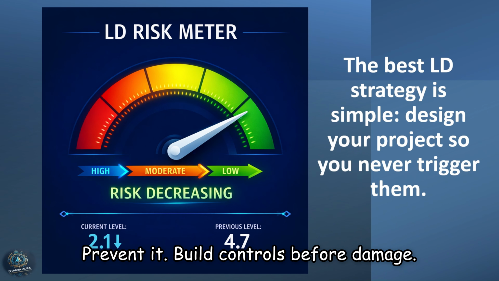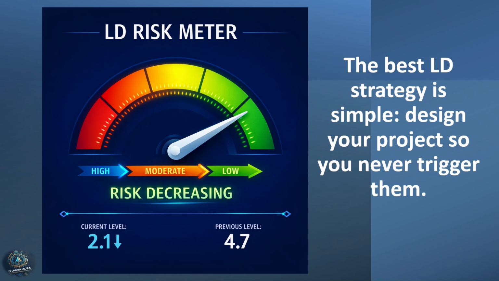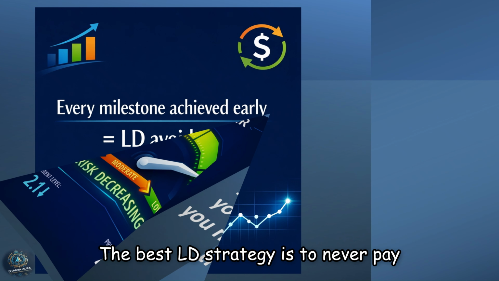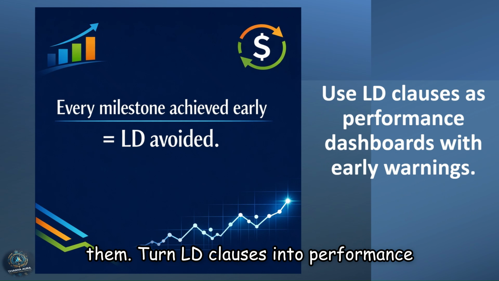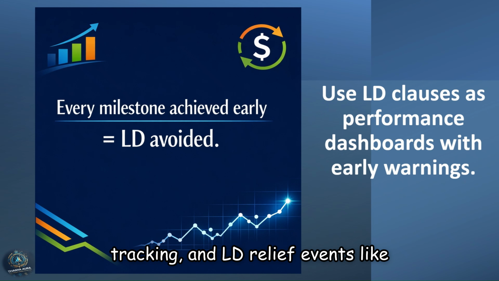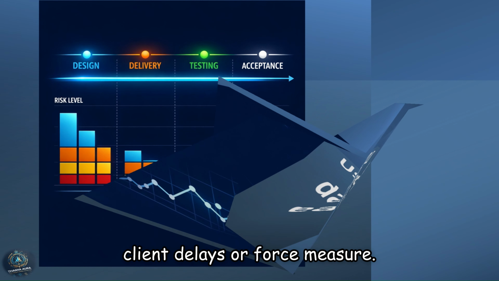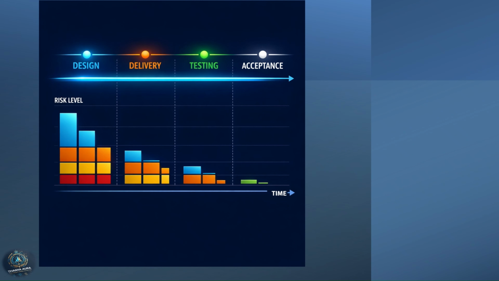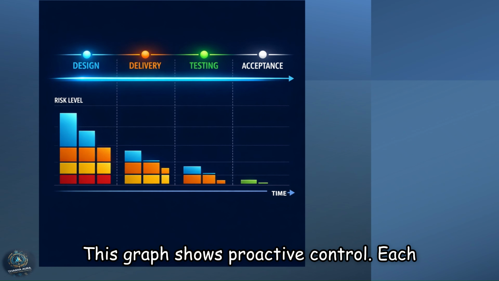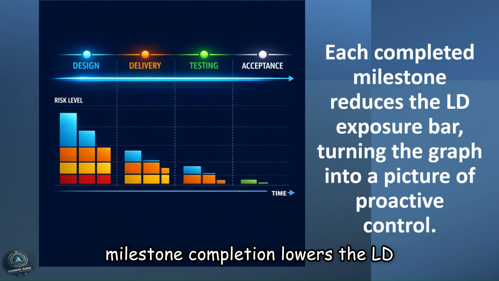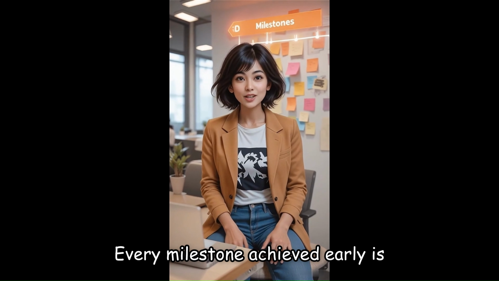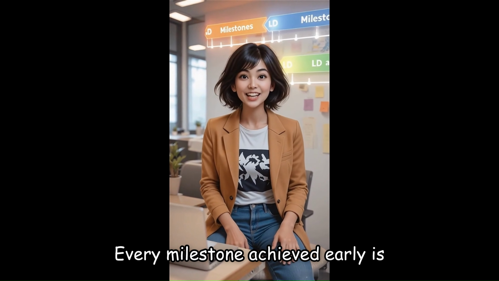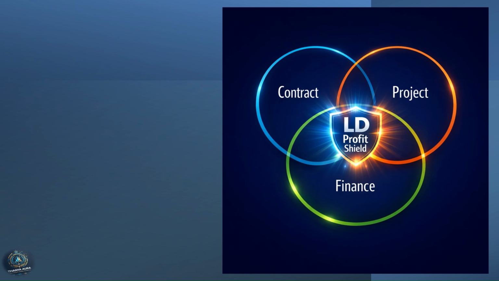Prevent it. Build controls before damage. The best LD strategy is to never pay them. Turn LD clauses into performance dashboards with early warnings, milestone tracking, and LD relief events like client delays or force majeure. This graph shows proactive control. Each milestone completion lowers the LD exposure bar. Every milestone achieved early is LD avoided entirely.